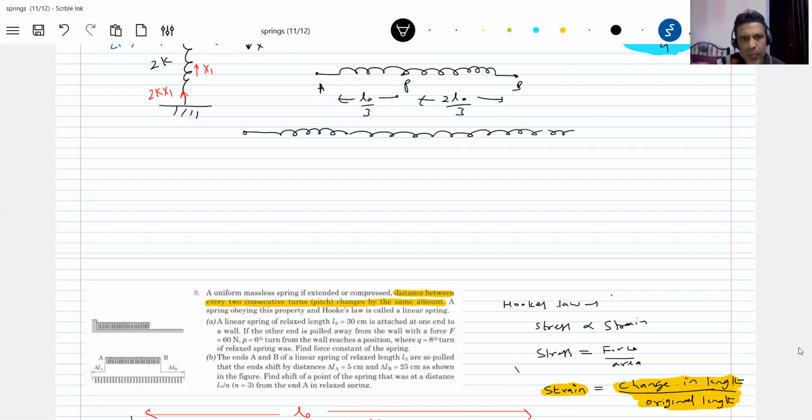The end A is displaced by, I'll just call it XA rather than delta XA. The displacement of this end is XA. Now it is asking what is the displacement of this point. I don't know where this point will be; for our understanding purpose I put it somewhere. I don't know whether the displacement is right or left. That should be brought from the answer.